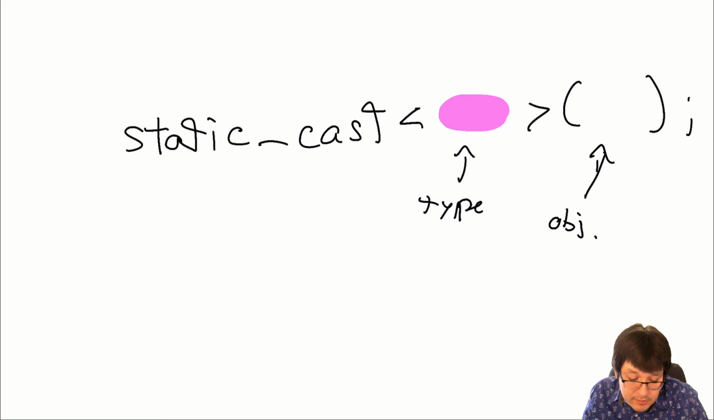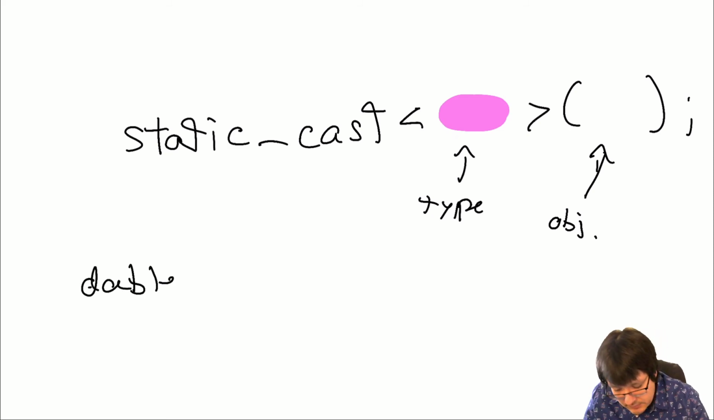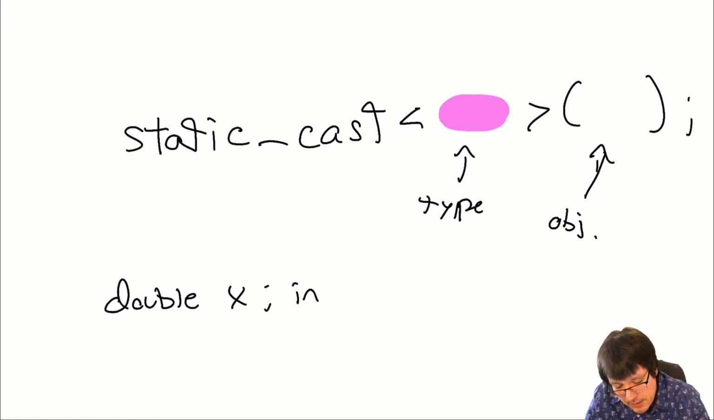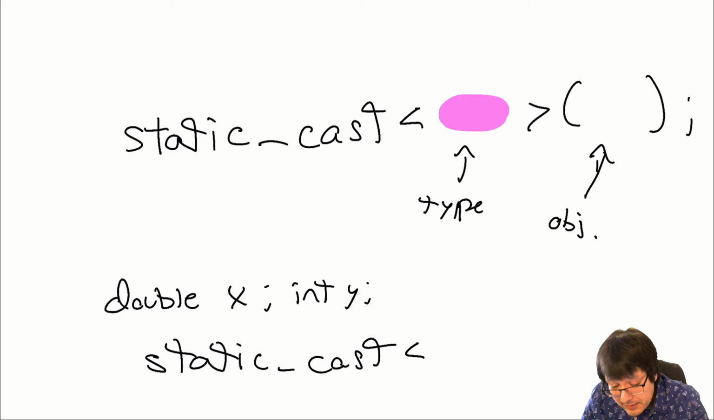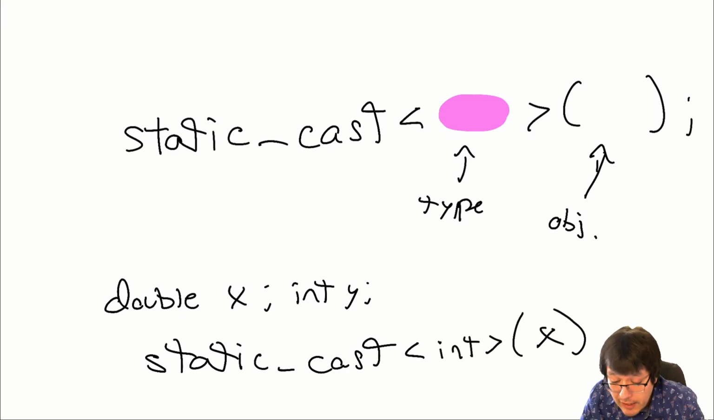like, suppose that I have a double X and I have an int Y. Okay, and there's some data in them. I can go ahead and say something like static cast. Let's cast the double into an int. We're gonna lose accuracy, but whatever. So that will be an example of that.